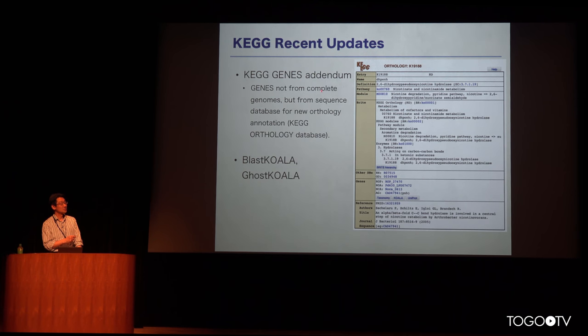So we started to create a new type of genes database called addendum. It is genes data not from the completely sequenced genome, but from the sequence database for new orthologous annotation like this. So in this case, we have an enzyme classification, and the reference is available here. I'm sorry, this is too small. But the species described in this literature is not completely sequenced yet. So we do not have genes in the KEGG genes database so far, but we add these specific genes as a collection of the sequence data in this KEGG genes database as an addendum class.